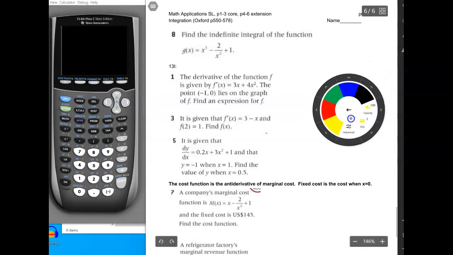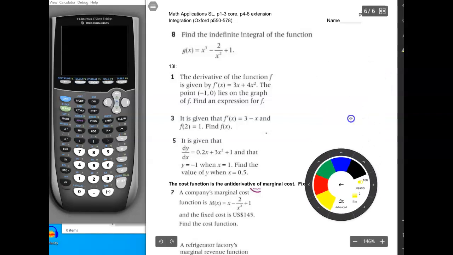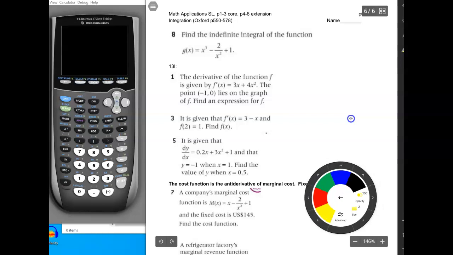Okay, so this is page 6 of integrals. Find the indefinite integral of the function x cubed minus 2 over x squared plus 1. Remember that the indefinite integral just means the elongated s without any limits. So I'm just going to copy it down here.